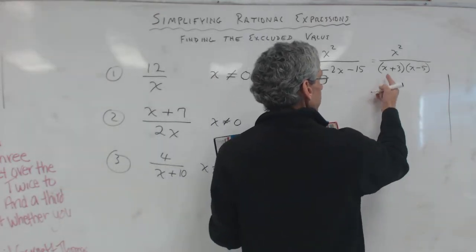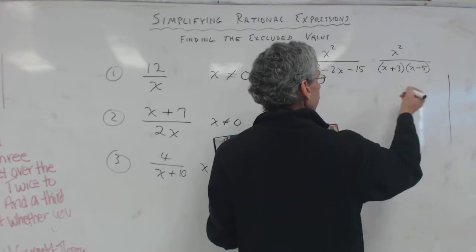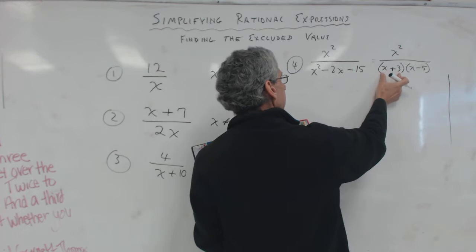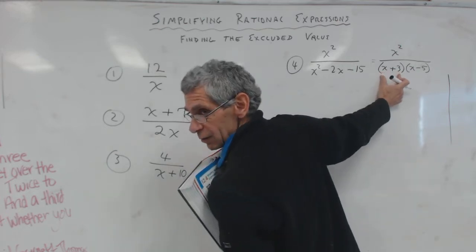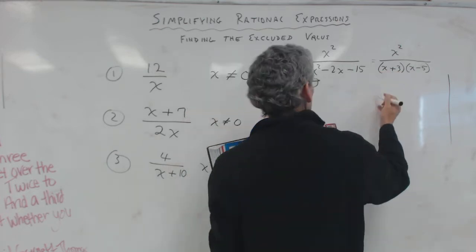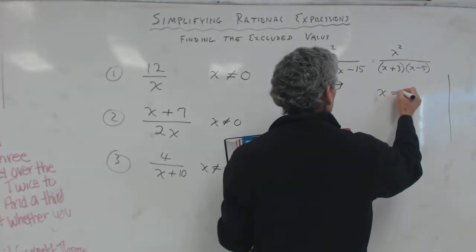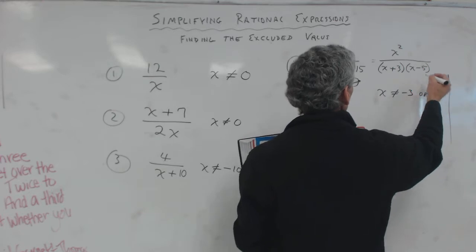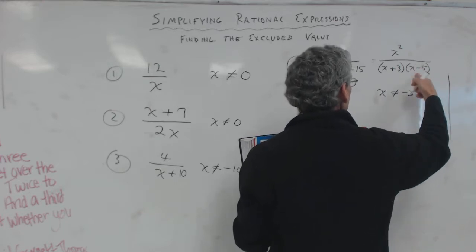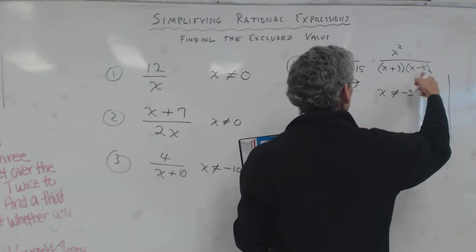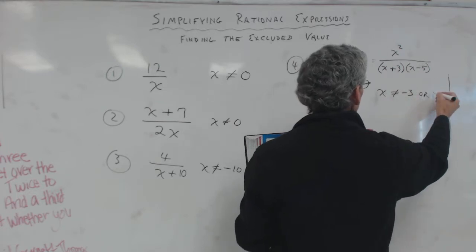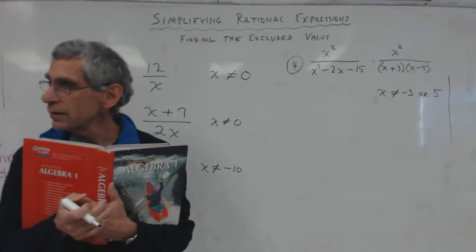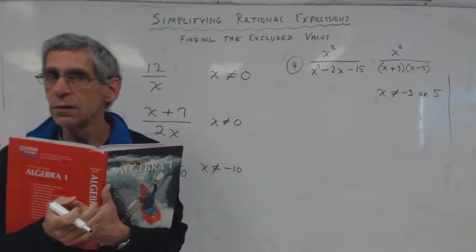Right. So you could set it equal to 0 if you want to, but you can also ask yourself, what would x have to be for x plus 3 to be 0? It would have to be negative 3, right? So x cannot equal negative 3, and for x minus 5 equals 0, I'd have to add 5 to both sides. It cannot equal positive 5, right? Does it make sense? You guys get that?